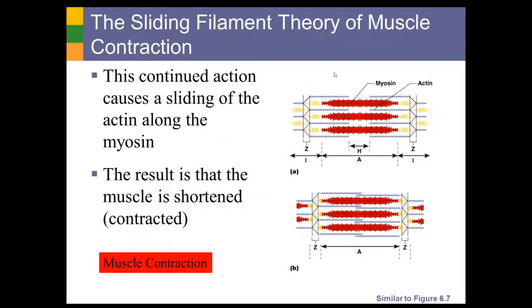So this is a sarcomere that's not contracted here at the top. This is a sarcomere that's contracted here at the bottom. Notice the Z discs are closer, and notice that where you had a bare zone, now you have overlap. And so that sarcomere has contracted or shortened. And if all the sarcomeres contract or shorten, it's going to cause the myofibril to contract and shorten. Okay, this is referred to as the sliding filament theory of muscle contraction.